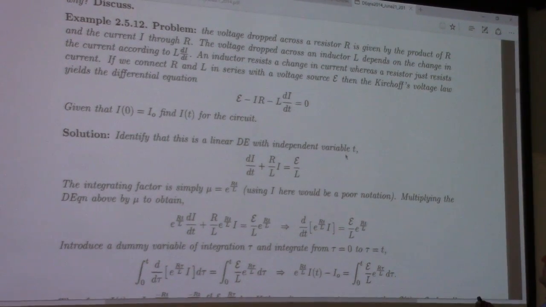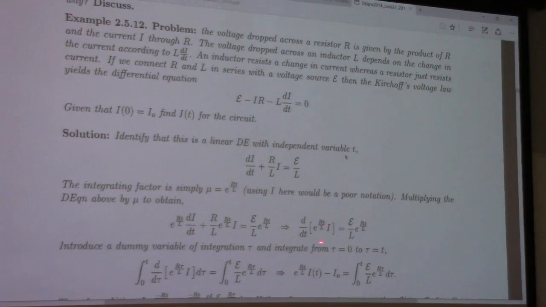And so you do Kirchhoff's voltage law around an RL circuit, and you get this: E minus IR minus L di/dt equals 0. And so you have this equation. Look, again, a linear first order ODE. That's an RL circuit problem, right? So you can solve that by the integrating factor.